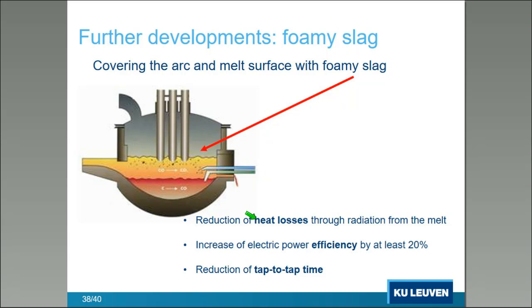So you have a reduction of the heat losses through radiation from the melt. The slag forms a covering of the melt, which means that you have an increase of electric power efficiency by at least 20%. And because we are feeding the system with a very expensive source of energy, electricity, that is a big deal. And also the foamy slag technology gives a beneficial reduction of the tap-to-tap time of the system.